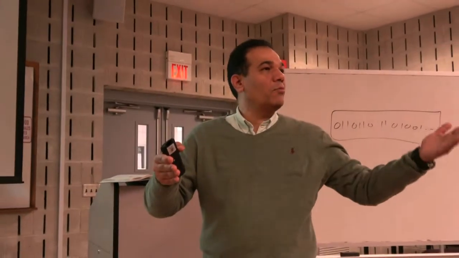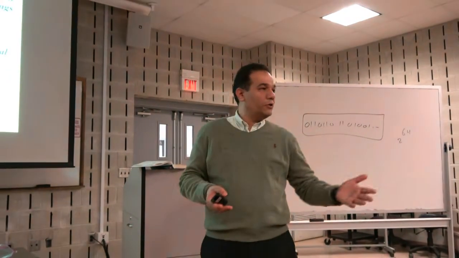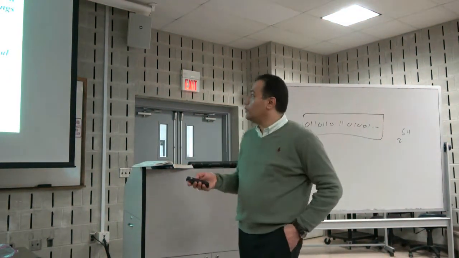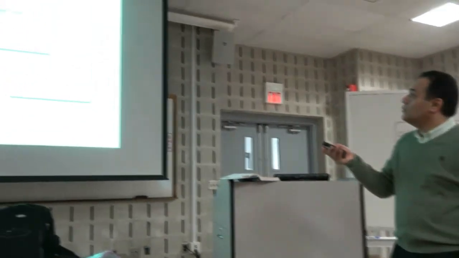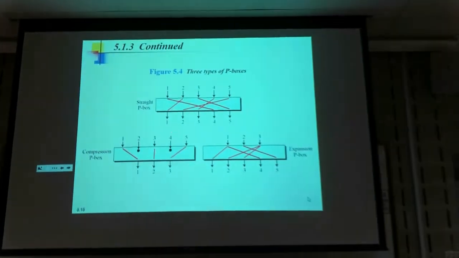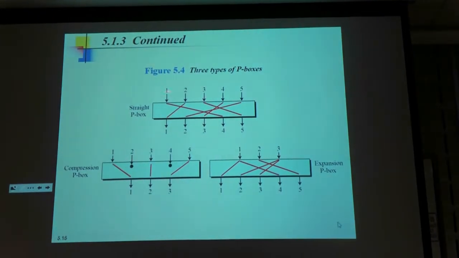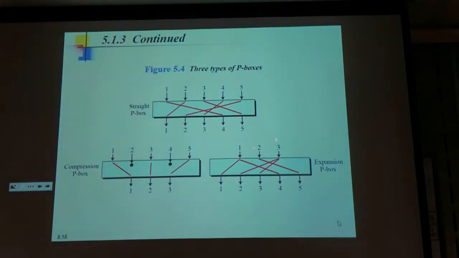What's the transposition? A bit in the input, for example input 1, becomes input 4 or 5 or 6. You change the output position of it. So let's take a box here. There are 3 types of P-boxes. The first one is the straight box. The number of inputs, how many? 5. The number of outputs, how many? 5. But 1 went to 4, 2 went to 1, 3 went to 5, and so on and so forth. So the number of inputs equals the number of outputs. We call this a straight P-box.